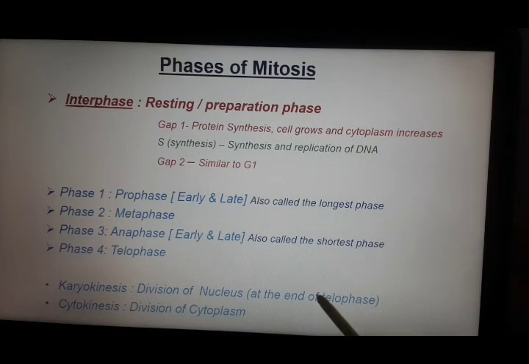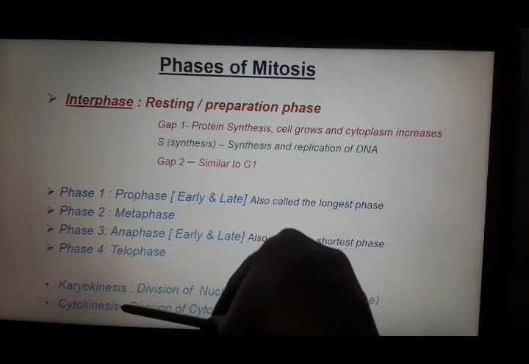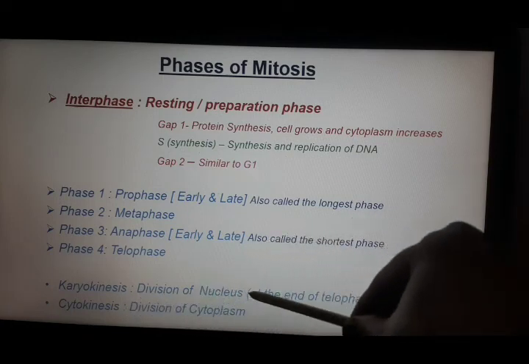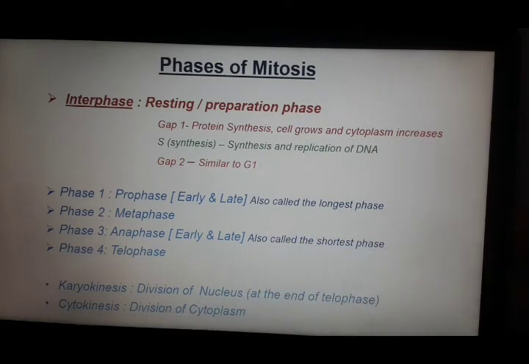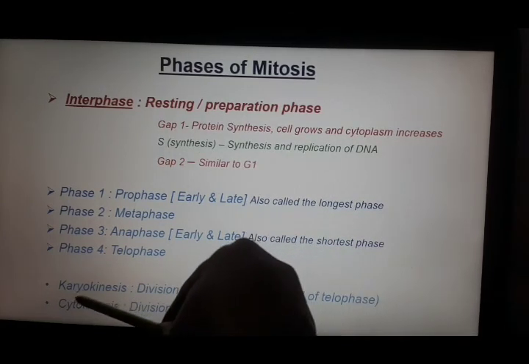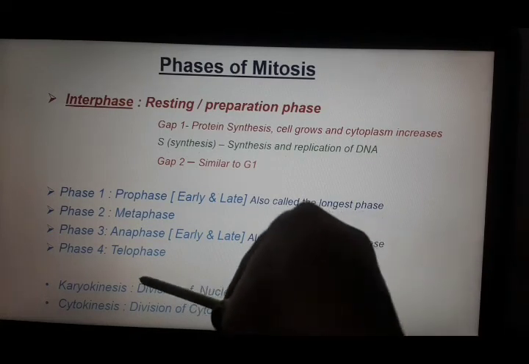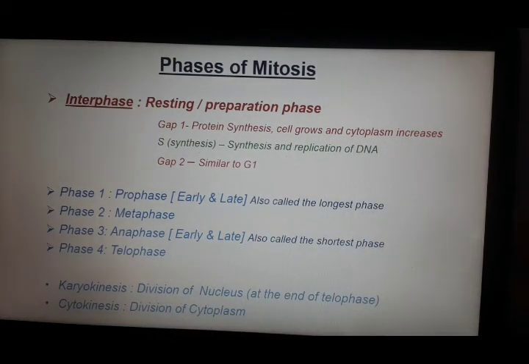After these phases, there are 2 semi-technical terms here, if you can see at the bottom, karyokinesis and cytokinesis. In a nutshell, I have written division of nucleus, and for cytokinesis, I have written division of cytoplasm. A very simple idea to learn this: karyon word means nucleus and kinesis means break or division. So division of nucleus is karyokinesis and division of cytoplasm is cytokinesis.